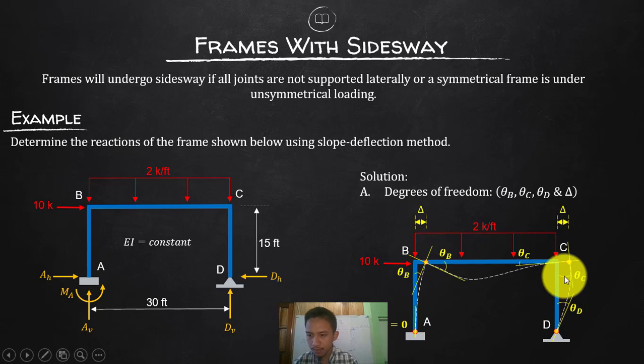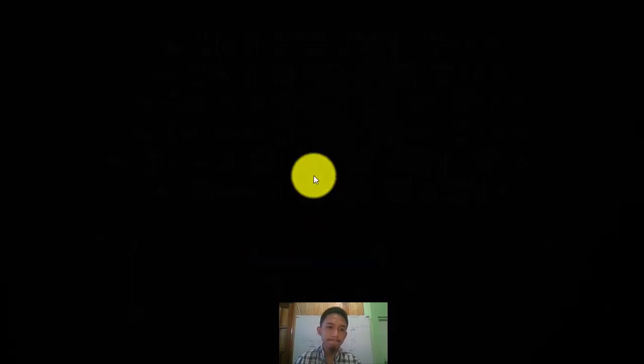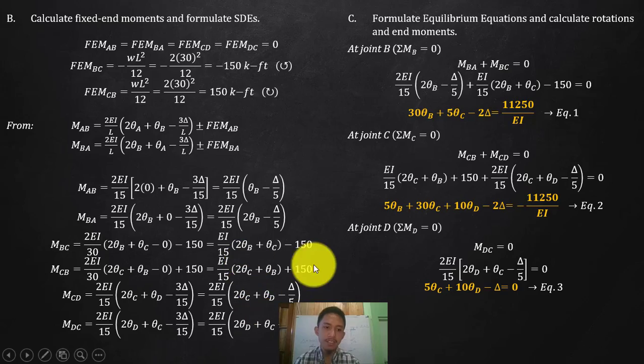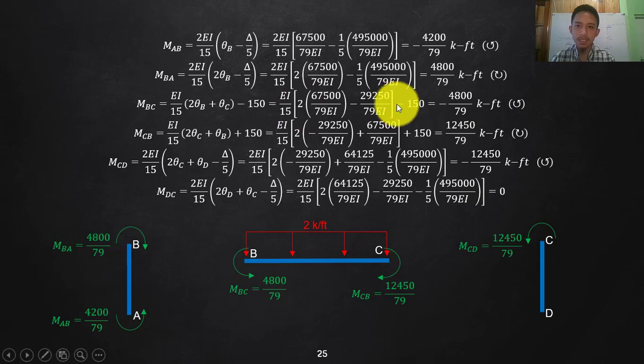Okay, by the way, do not be confused with this. This delta, theta here is just with respect to vertical. Since that is vertical, that is the same as the vertical. So we are correct. And then the delta is going to the right, so positive. Okay. So that is our values. These are our values. All we need to do is plug these values into our end moment, since that is what we need in the first place. Okay. So plug it in. Then you will have your end moments.